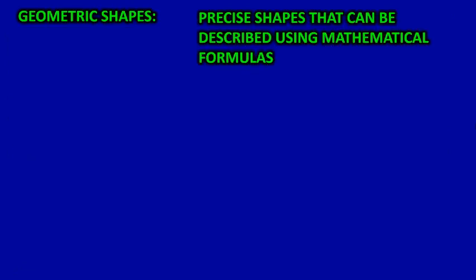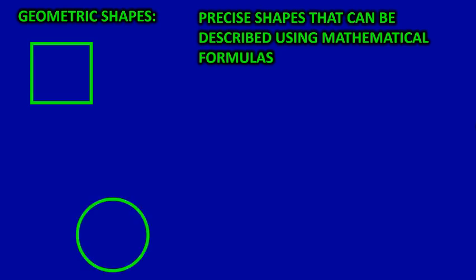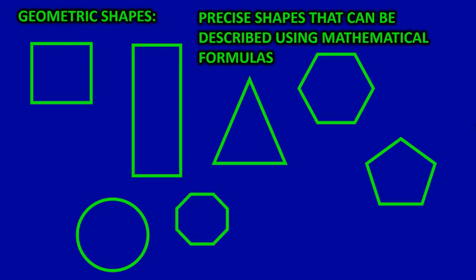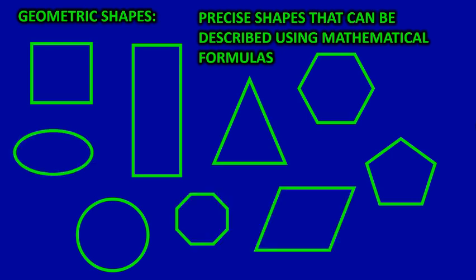Geometric shapes are precise shapes that can be described using mathematical formulas. So if you take a shape that has four equal sides and four equal angles, or four 90-degree angles, what do you get? You get a square. You know that pi r squared determines the area of a circle. And there are other mathematical formulas that give us these geometric shapes. The book calls these manufactured shapes.